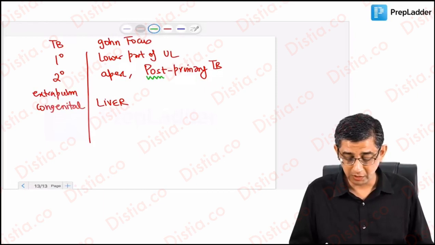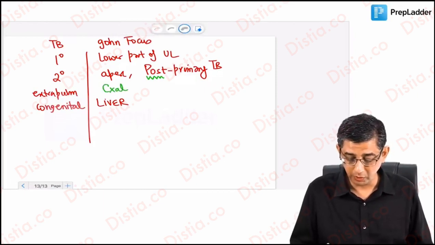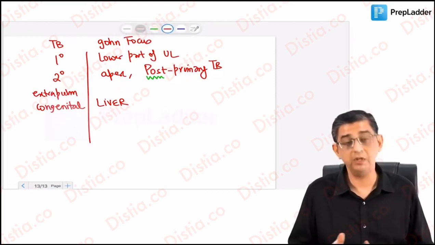When it comes to a case of extrapulmonary TB, I have already explained to you that it is the cervical group of lymph nodes that will gradually become enlarged.